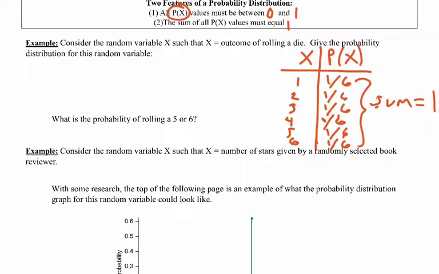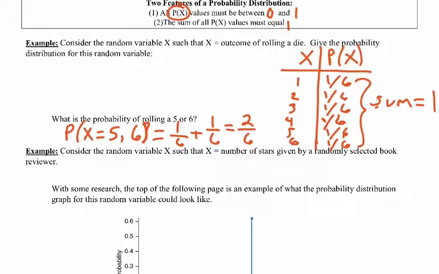So then the question is, what is the probability of rolling a 5 or a 6? Notationally, you may see this listed this way. The probability that x equals a 5, comma, a 6. So either a 5 or a 6. And so since those are mutually exclusive events, we can just add the two probabilities together. So 1/6 plus 1/6 gets us 2/6. And of course that can be reduced, but I'm not going to worry about it. So that's an example of what a probability distribution in a table format would look like.